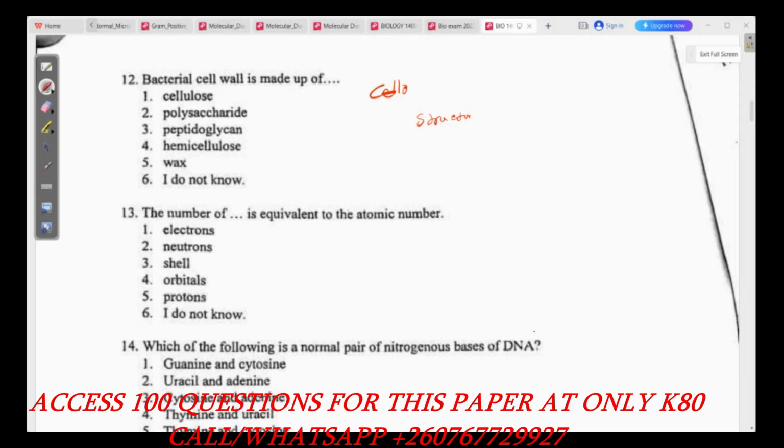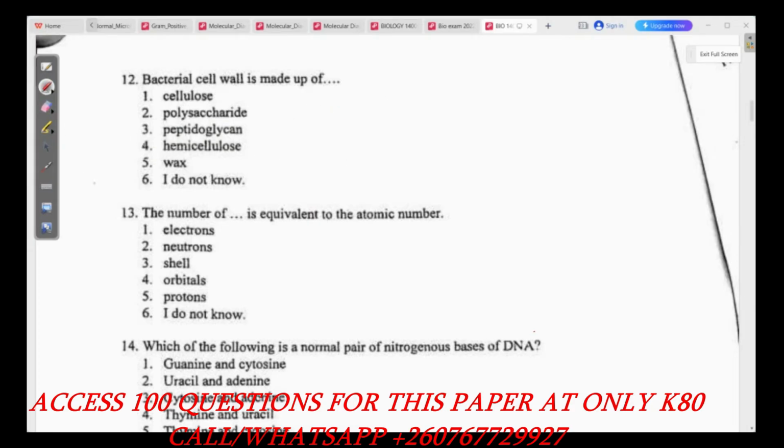4 is saying hemicellulose. 5 is saying wax. The bacterial cell wall is made up of a peptidoglycan layer, and this peptidoglycan layer plays an important role when it comes to gram staining. Some gram-positive bacteria have a thick peptidoglycan layer. Some gram-negative have a thin peptidoglycan layer, but the base is that all bacterial cell walls are made up of peptidoglycan. So that's the answer there.